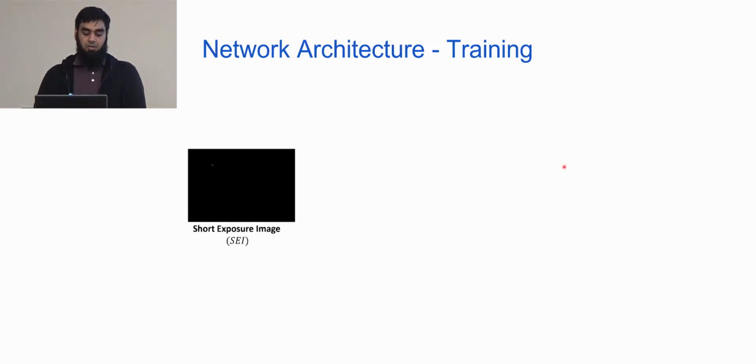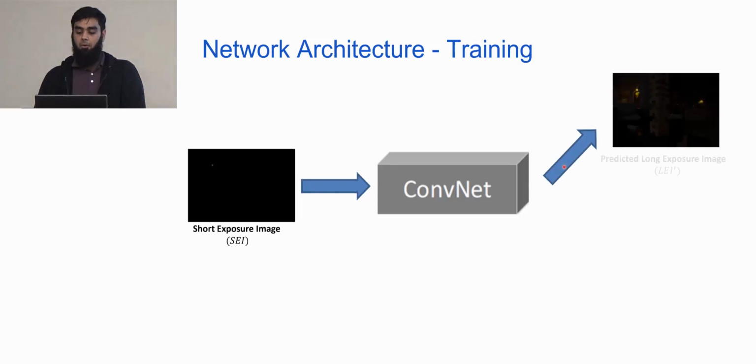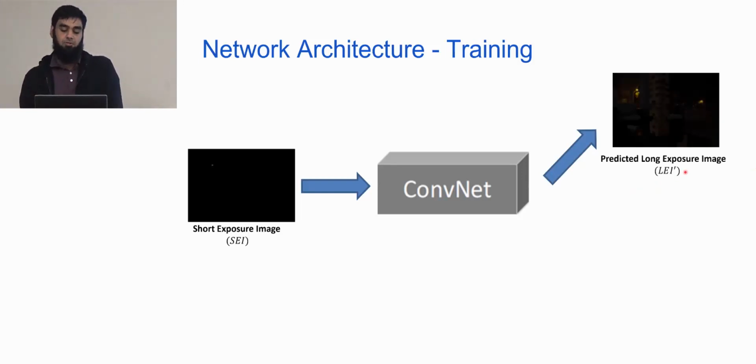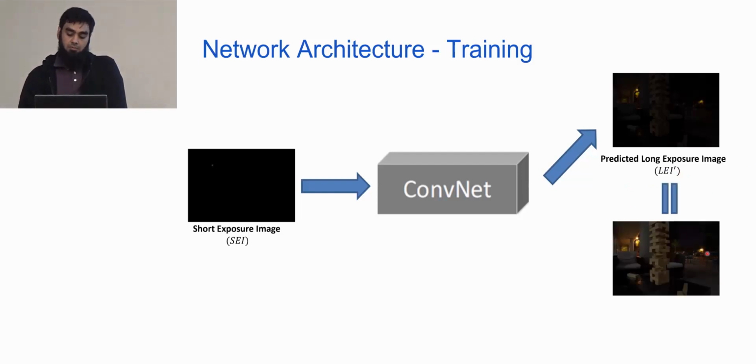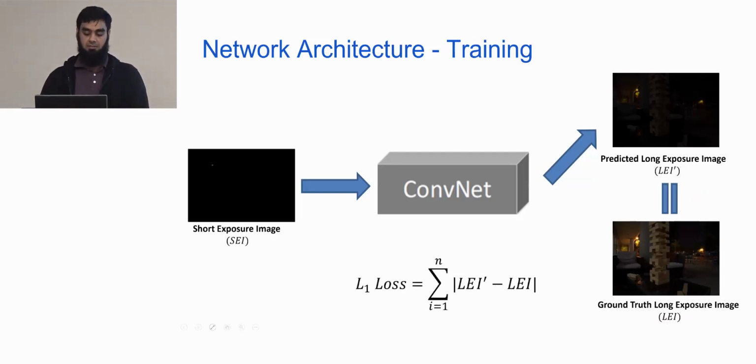So ideally, we're starting with a short exposure image, SEI. It's dark. And we would like to pass that to a convolutional neural network and get our predicted output in the form of LEI prime, which is the predicted long exposure image. We want that specific image to be approximately equal to our ground truth, which is just LEI. And we do that via the L1 loss. So it's going to be LEI prime minus LEI, and the absolute value of that.